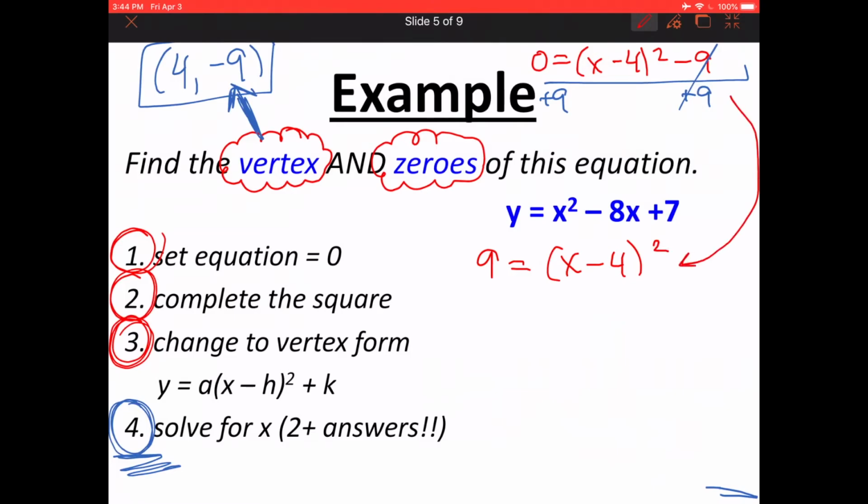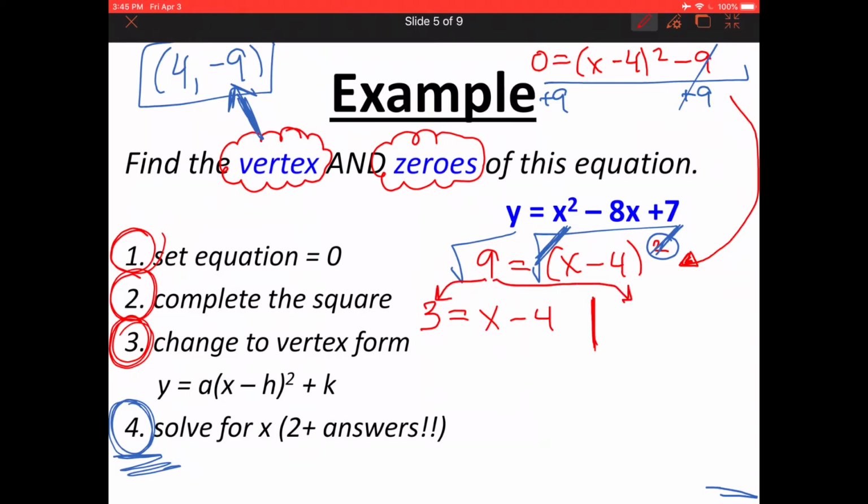And notice I'm just carrying my work down here where I have all this white space. From here, to get rid of this square, I square root. If I do it to one side, I do it to the other side. On the right, my square and my square root cross out. So now what I have is 3 equals x minus 4. But please don't forget, the square root of 9 is 3, but the square root of 9 is also negative 3. So I'm going to have 3 equals x minus 4, and I'm also going to have negative 3 equals x minus 4. That's usually the second part that a lot of us forget.